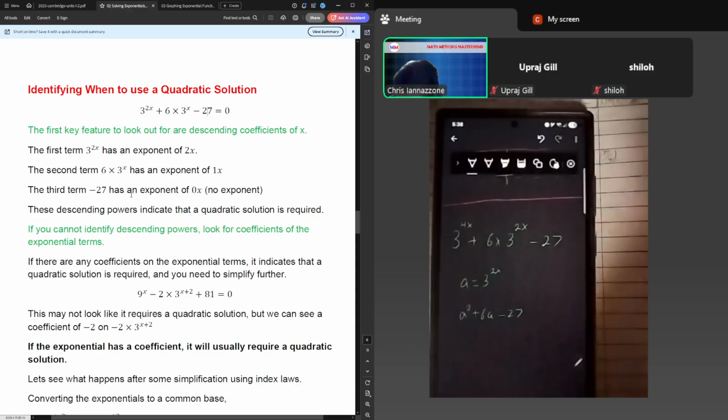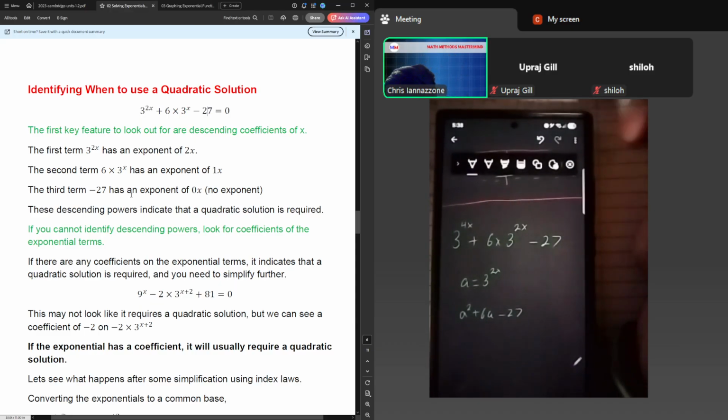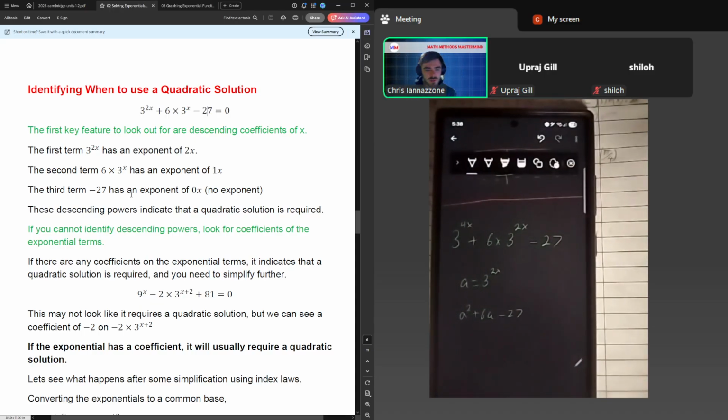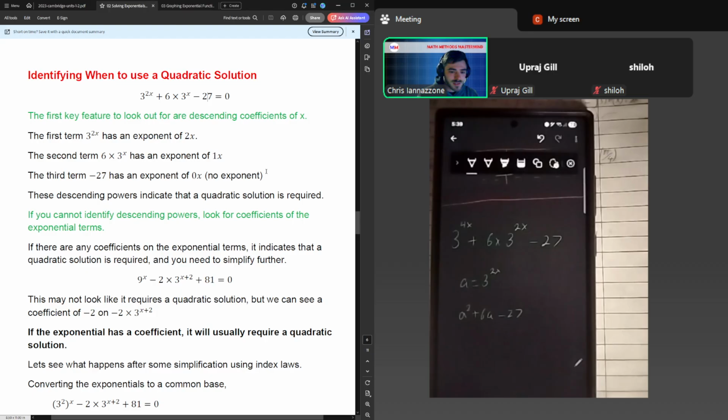Because technically speaking, you could break these both down into 3 to the x, but that means you've got a quartic that you're working with rather than a quadratic, which is still solvable, right? You can still solve a quartic, but suddenly you're looking into either some interesting factorization techniques or worst case scenario, you're doing your remainder and factor theorem to simplify that down, which is a lot of effort. But okay, so that's the first kind of feature to look for, these linearly descending powers of x.